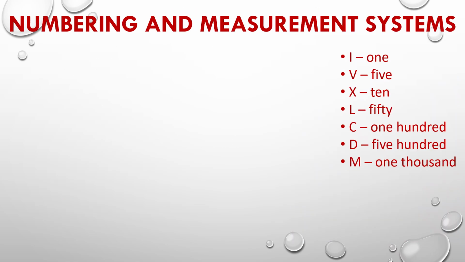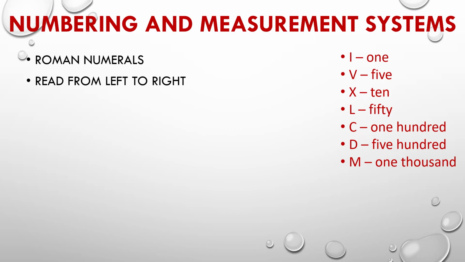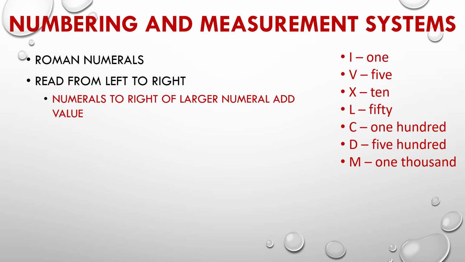All right, so then using some of the numbers and measurements. If we look first at Roman numerals, these are just symbols or letters that represent numbers. We always read from left to right. The numbers to the right of the larger numbers we add. We're going to use some examples here in a second. So if the number is on the right, we're going to add that value.